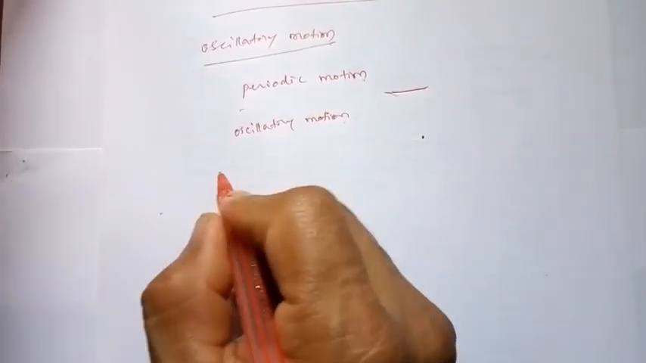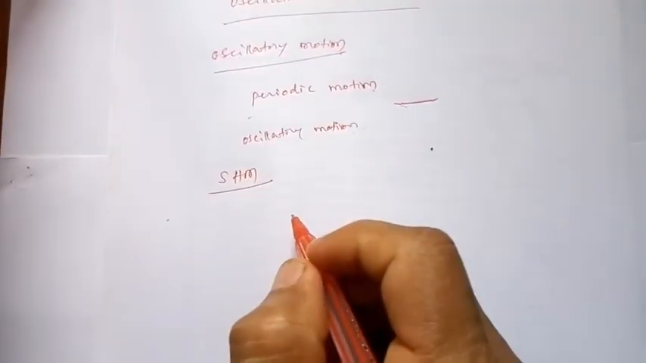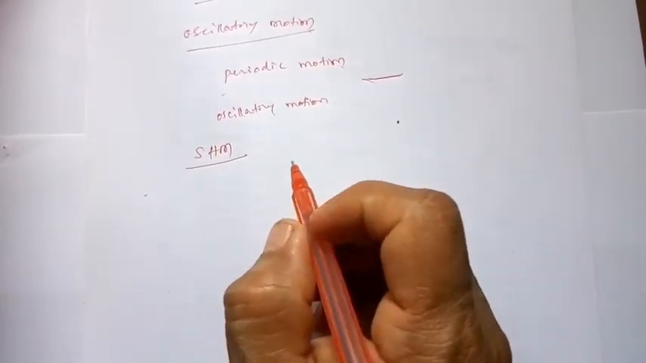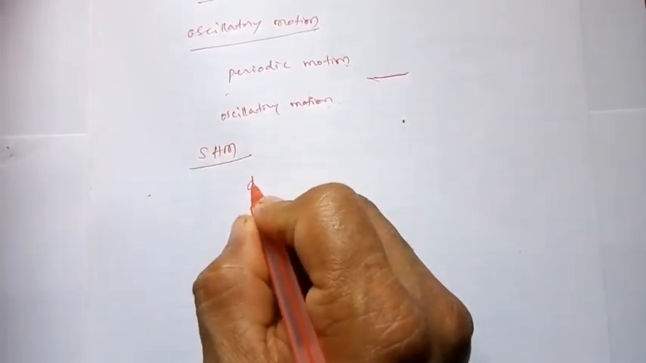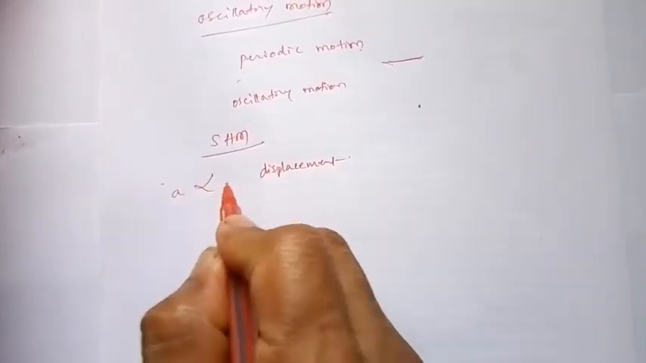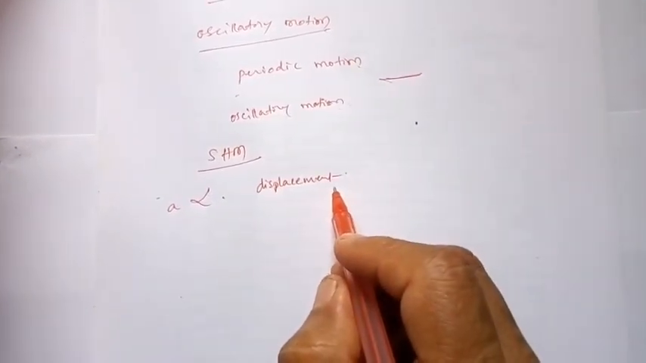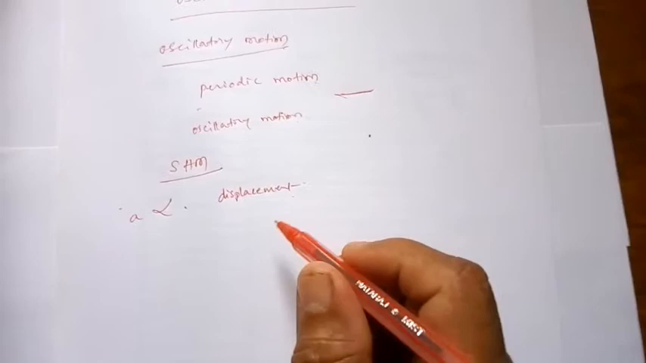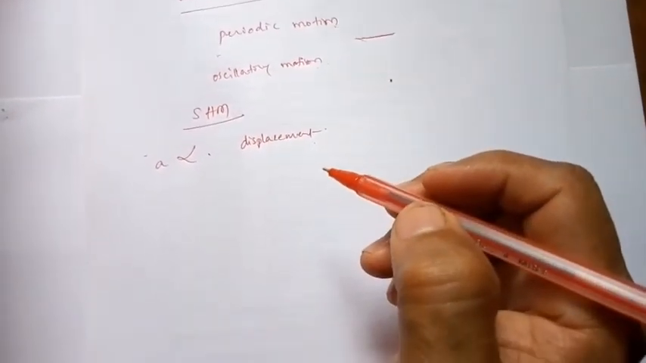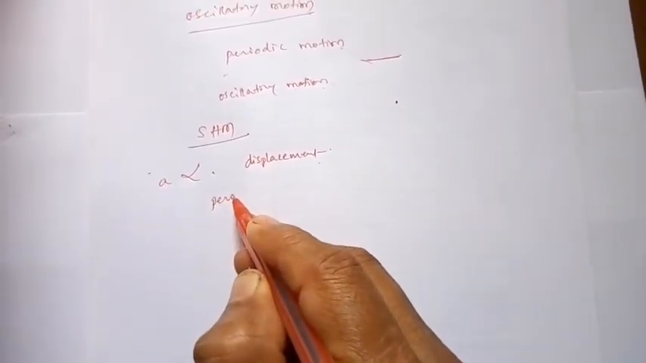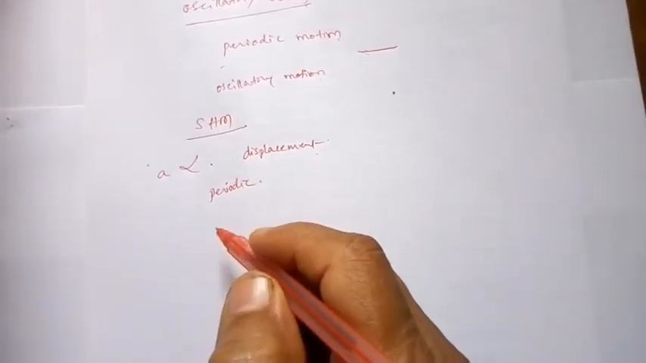So next let us see simple harmonic motion. Simple harmonic motion is defined as a motion in which the acceleration of the body is directly proportional to displacement. That's a very important thing. So acceleration is proportional to displacement of the body from a fixed point and always directed towards the fixed point. That's also very important. Okay, so SHM has important characteristics. The first thing is that simple harmonic motion is always periodic in nature.